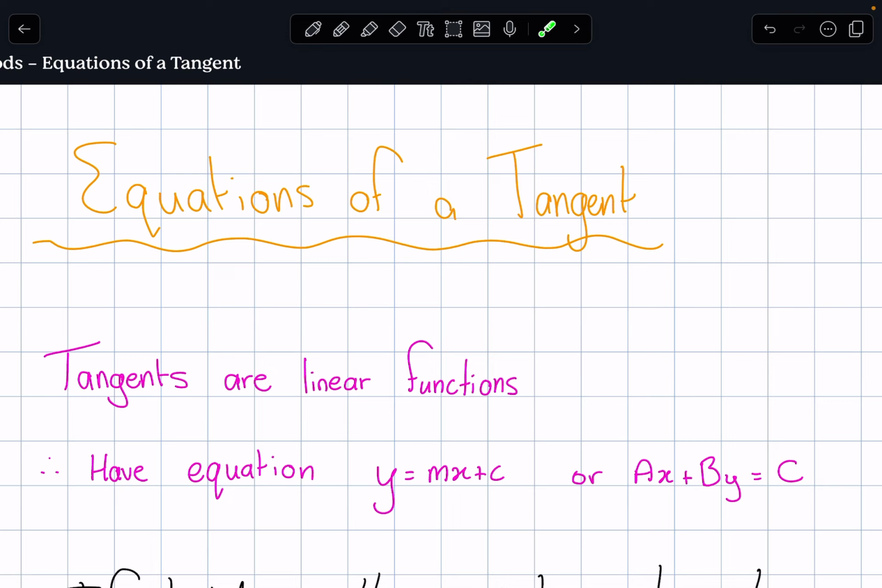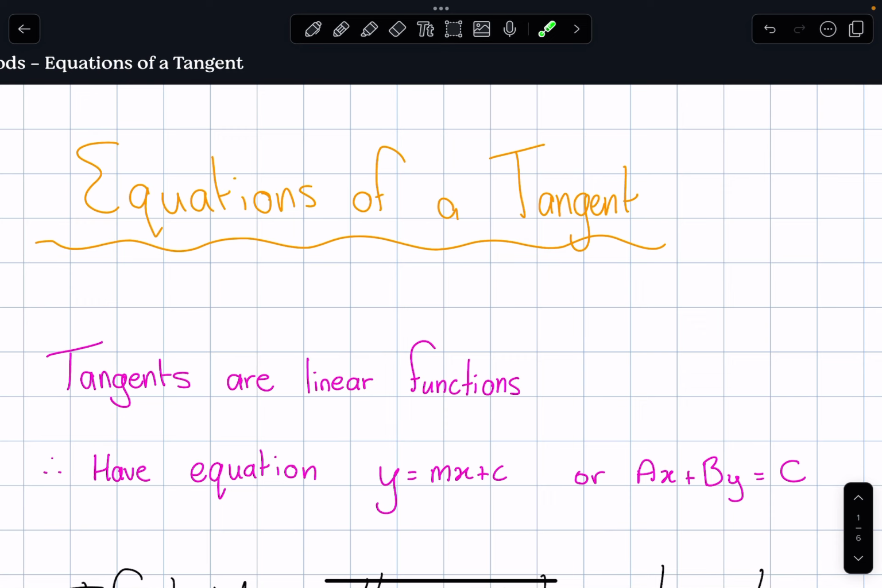So one of the things we do with calculus, and the essence of calculus really, is finding the gradient of a tangent to a curve at a specific point. But we want to sometimes take that a bit further and actually find the equation of this tangent.